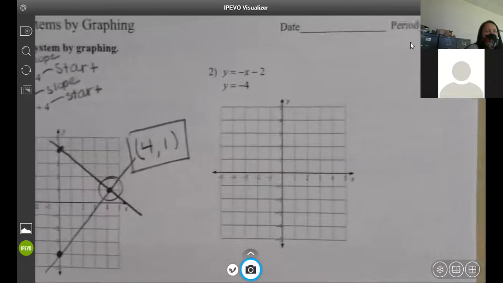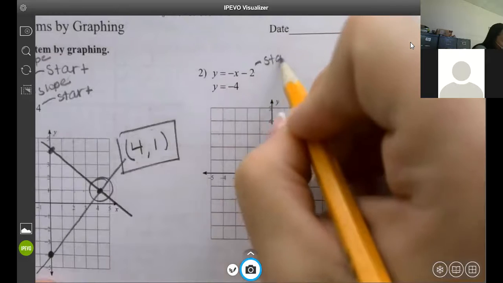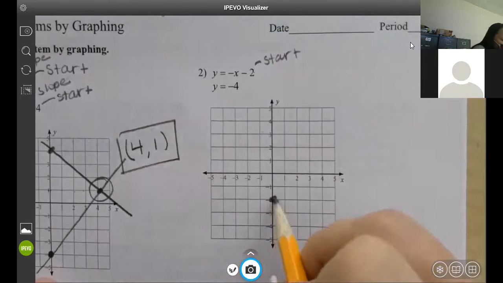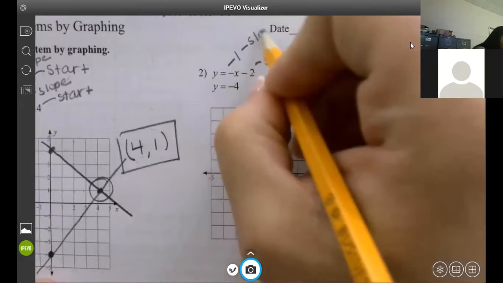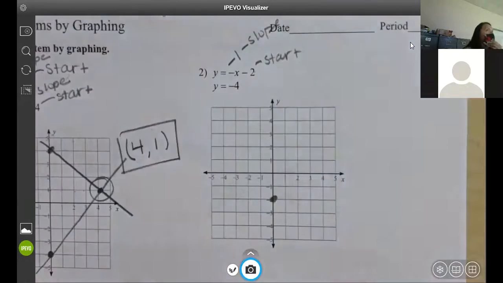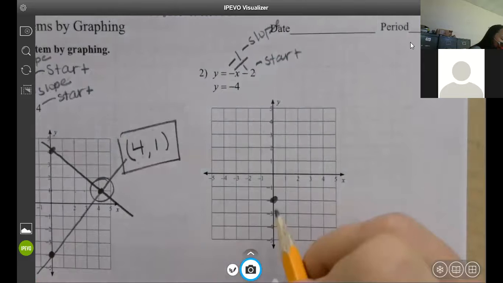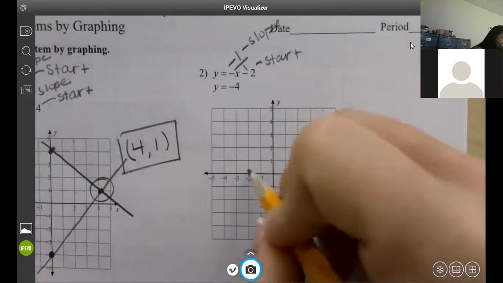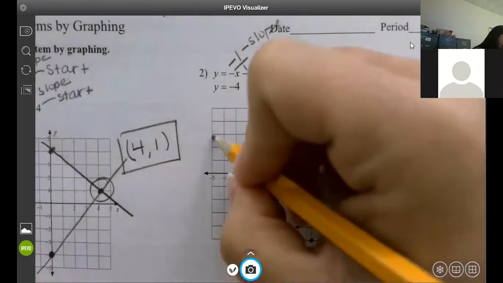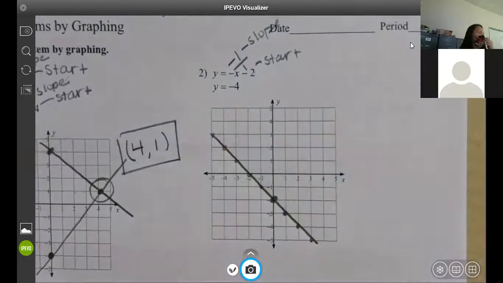All right. So this one, we start at -2. And remember that this is a -1 slope. We can make it a fraction by putting it over 1. So we go down 1 and right 1, or we can go up and to the left. You don't have to make all these points. I just do it to make it look perfect. Okay.